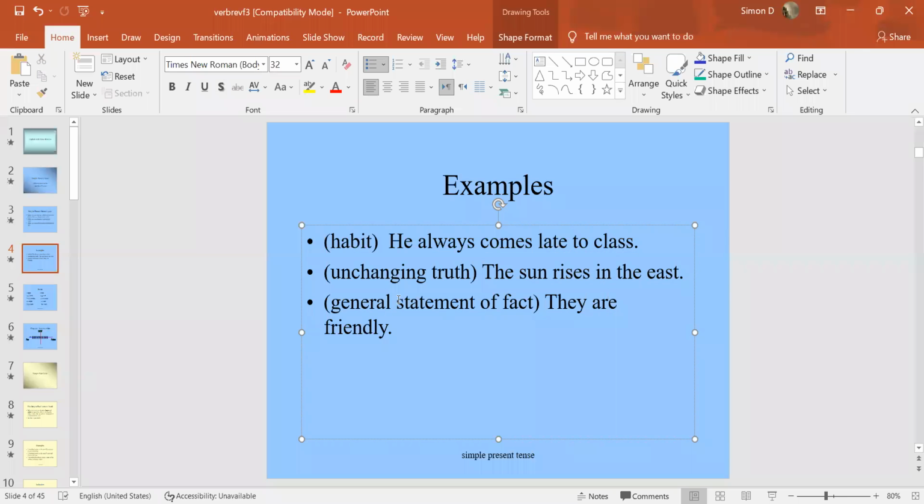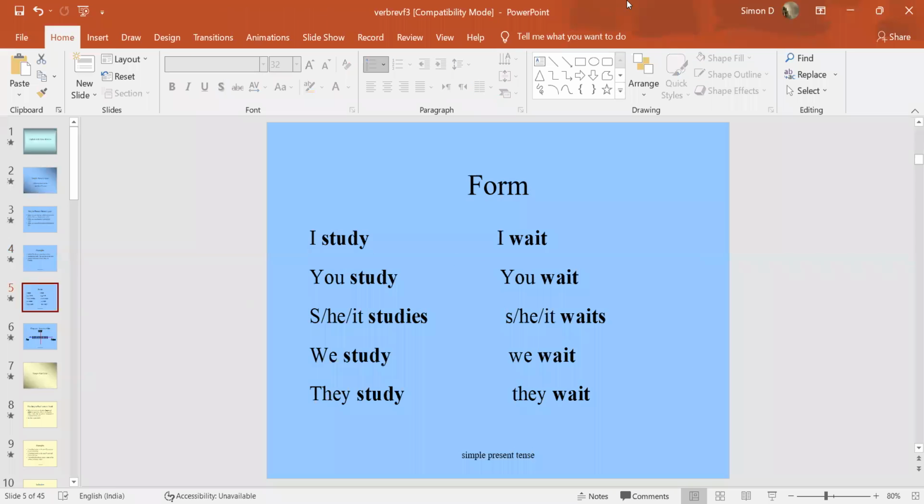Something that is a universal truth and all, right? For a general statement of fact: they are friendly, or they are friends. In this case also you use simple present. That is simple present. Don't confuse it with present continuous. That's a thing I would want you to remember. So the form would be something like this: I study, I wait, you study, we study, wait.